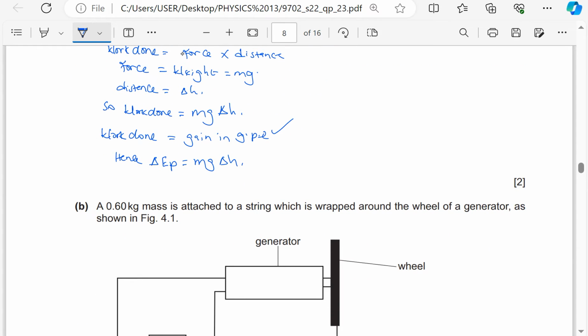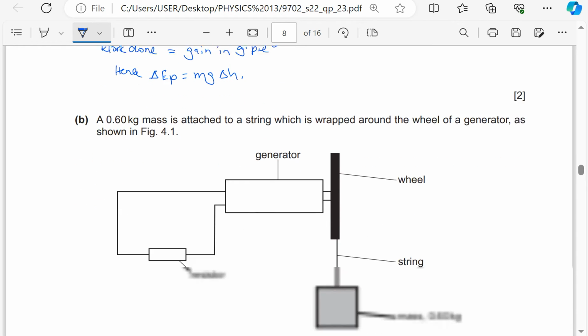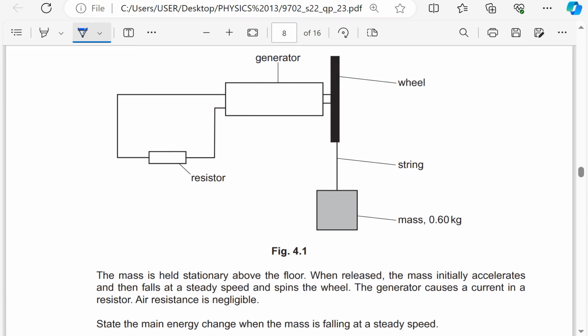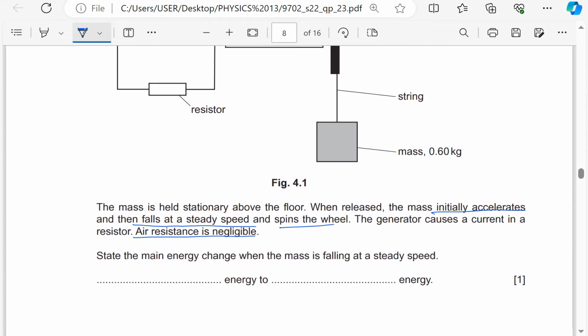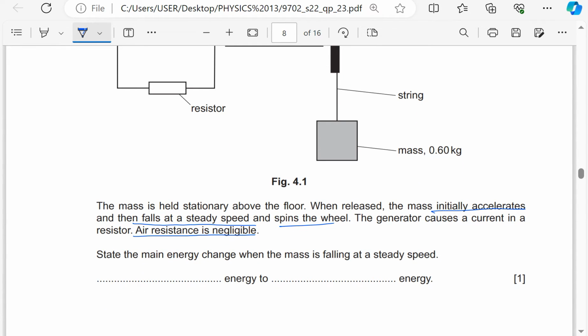A 0.6 kilogram mass is attached to a string which is wrapped around the wheel of a generator as shown in the figure here. The mass is held stationary above the floor. When released, the mass initially accelerates, then falls at a steady speed and spins the wheel. The generator causes a current in a resistor. Air resistance is negligible. State the main energy changes when the mass is falling at a steady speed.